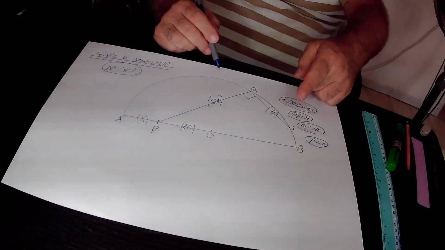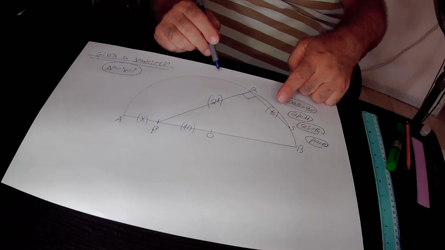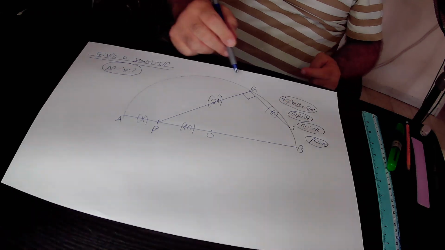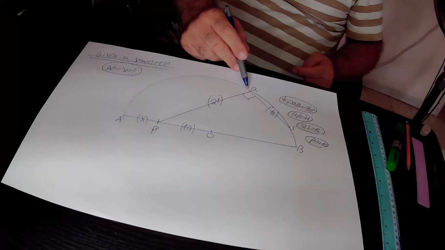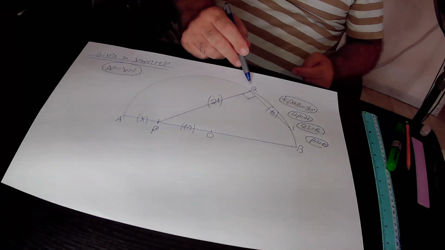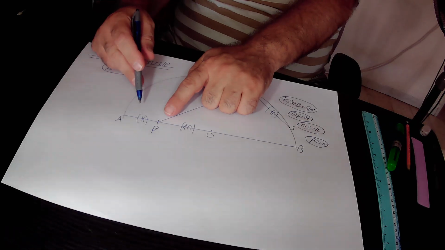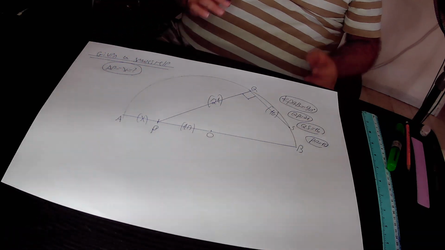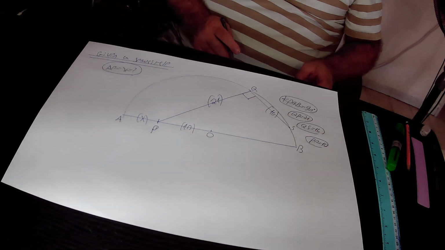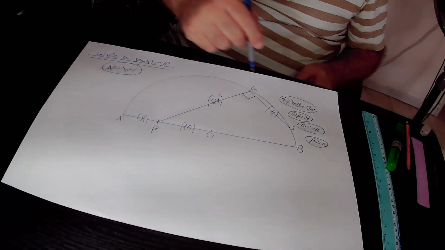This is chord QS that is equal to 6 units in its length. This is angle PQS that is a right angle. Again, our task is to find out the length of this line segment AEP that is equal to x. So first of all, we will complete this semicircle to a circle.